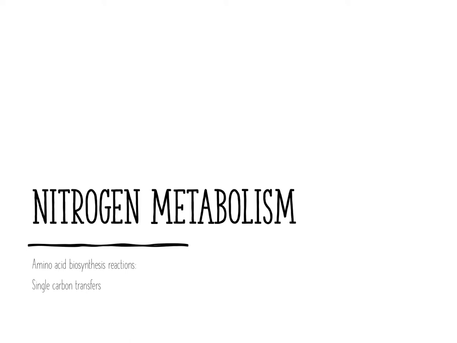We are in nitrogen metabolism, and we're going to be talking about making serine, cysteine, and glycine. The way that we're going to talk about this is by looking at some single carbon transfers. So the past couple videos, we've looked at reducing nitrogen, and we've looked at moving the amino group around, and now we're going to move some carbon groups around.